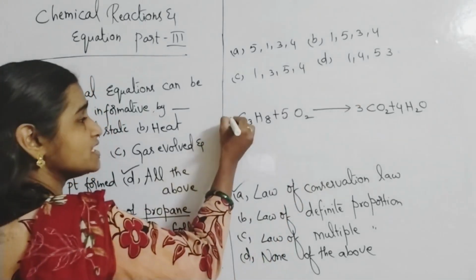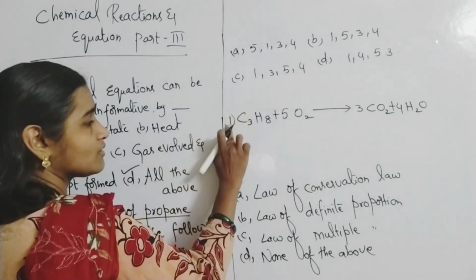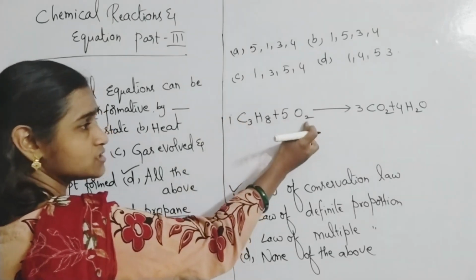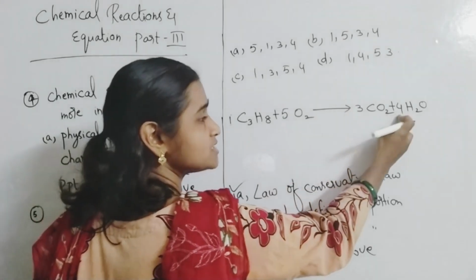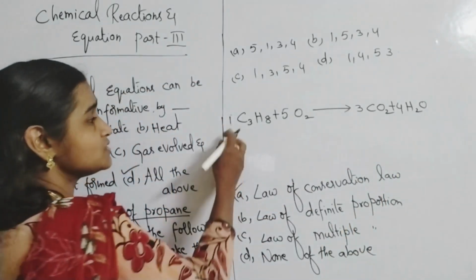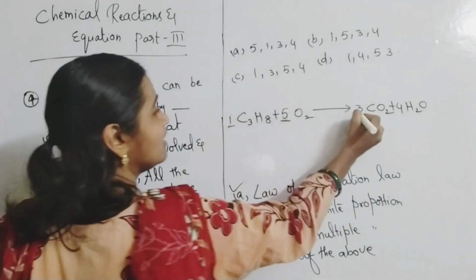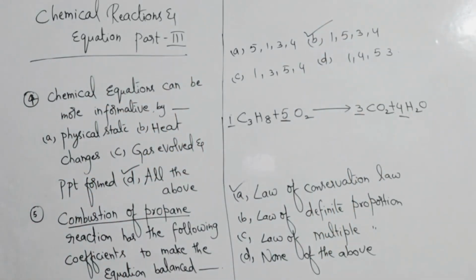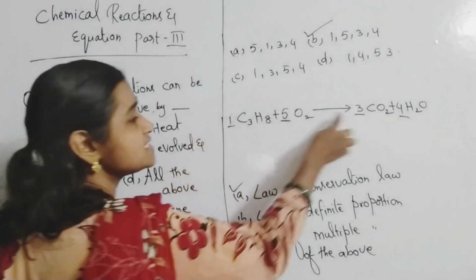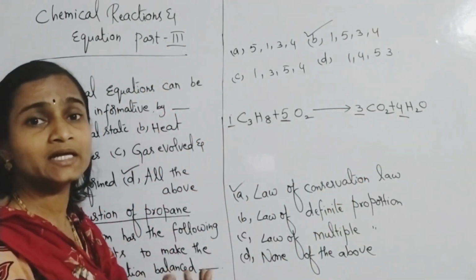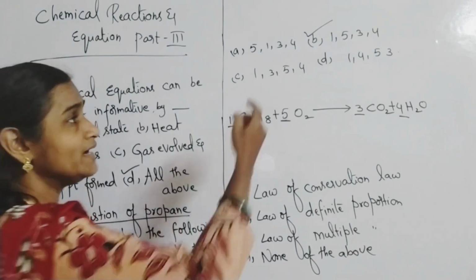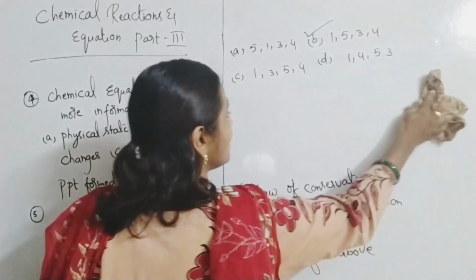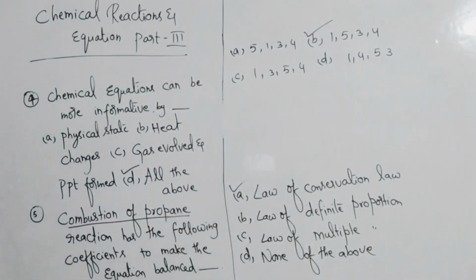Now what coefficients are coming for propane? Here 1 mole of propane reacts with 5 moles of oxygen to give 3 moles of carbon dioxide and 4 moles of water. So what coefficients are you getting here? 1, 5, 3, 4. That is the answer here. You have to write the balanced equation and write the coefficients for the equation which is given to you. Questioning will be in this way also, so you have to be very careful while balancing equations.